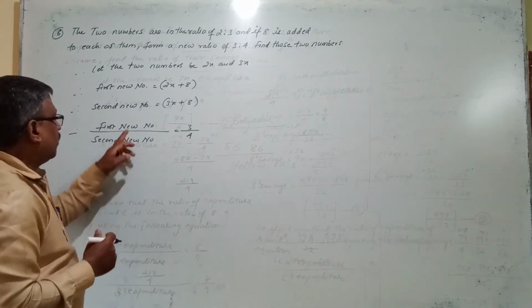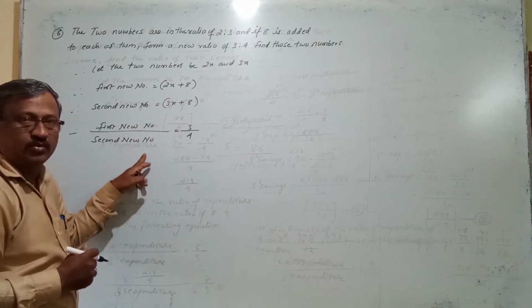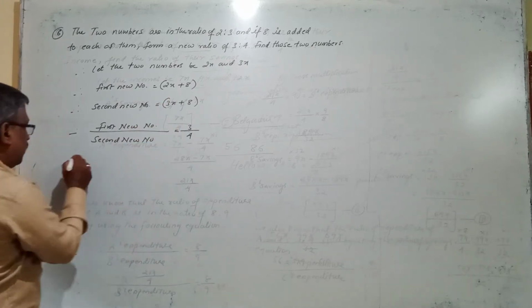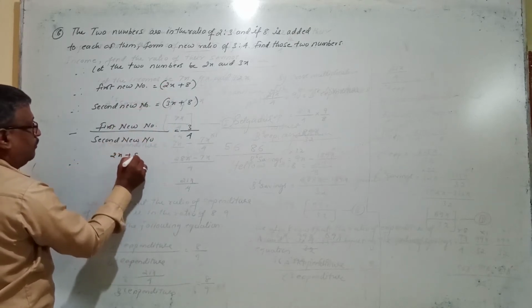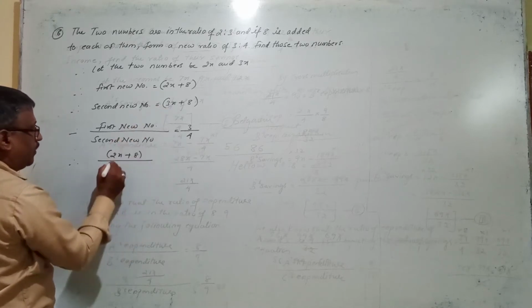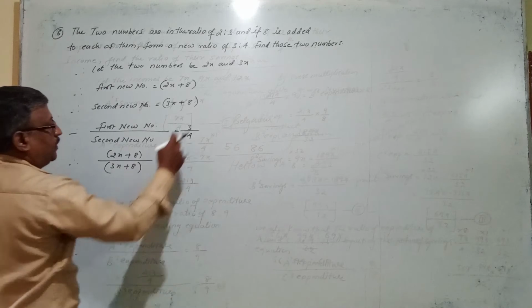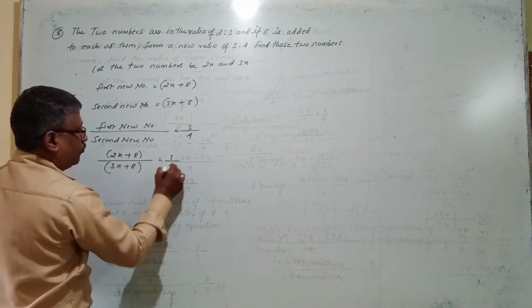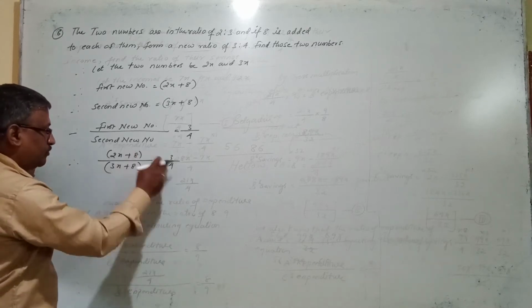Clear? The first new number and second new number we have already calculated. So put these into the equation and solve it for x. My first new number is 2x plus 8, divided by the second new number 3x plus 8. This must equal 3 divided by 4.